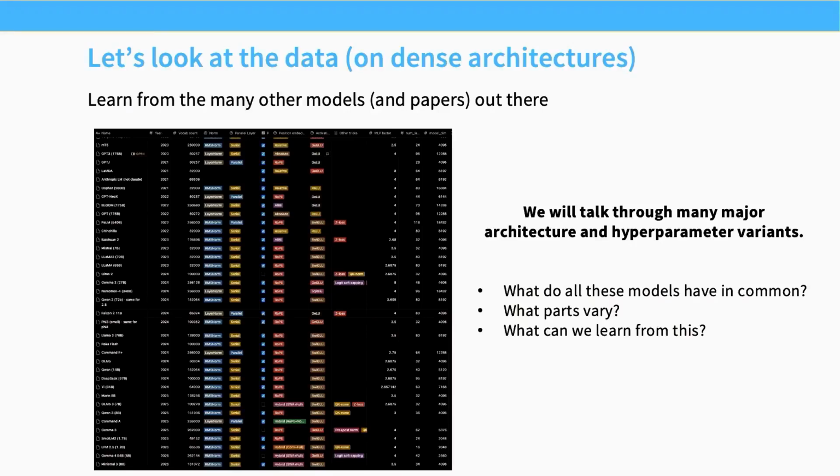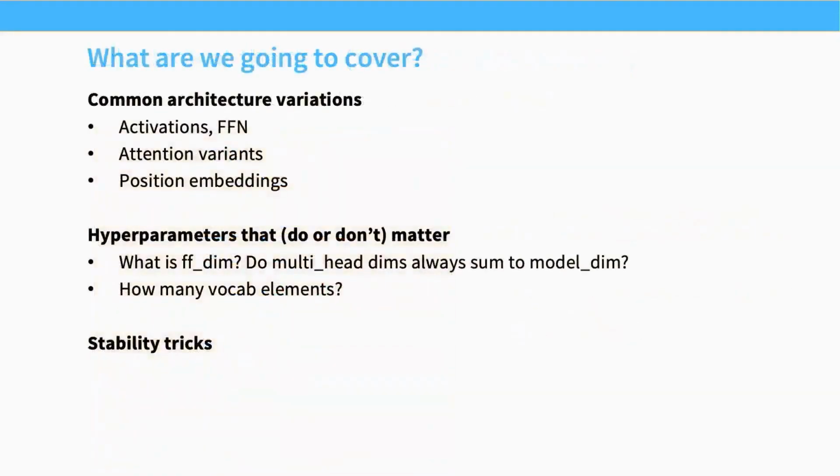Okay. So the goal here is that we're going to cover a couple of different things. We're going to cover common architecture variations. So these are different building blocks of the transformer. And after we've established what the standard building blocks are, like what do we use for the nonlinearities, or what do we use for position embeddings, then we're going to talk about hyperparameters. We're going to go down even lower detail and say, what is FFDIM? Should we make that a multiple of 4, or multiply the hidden by 4 to get FFDIM? How many vocab elements should I have? And then after that, we're going to talk about very low-level tricks of how to get models to train stably.